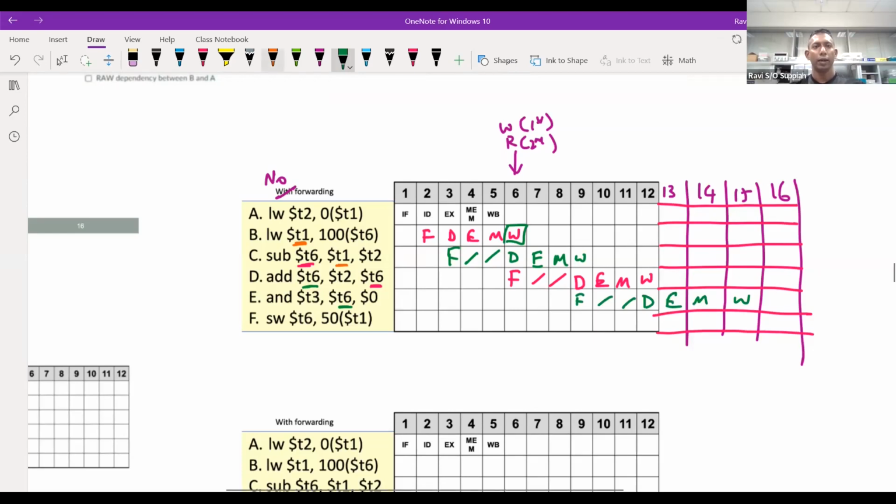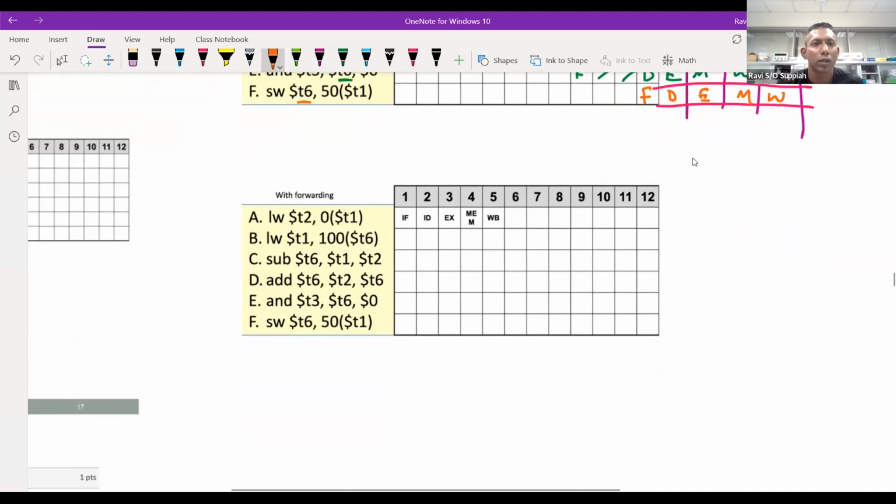And finally, my last instruction, there is no issue because it is right after a read for T6. So I just have to fetch here and then I can continue from there on. So in total I will take 16 clock cycles. Okay, next is with forwarding.